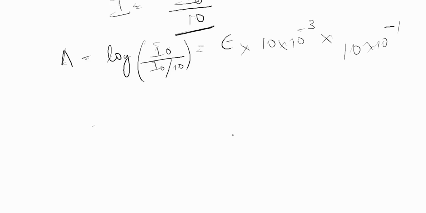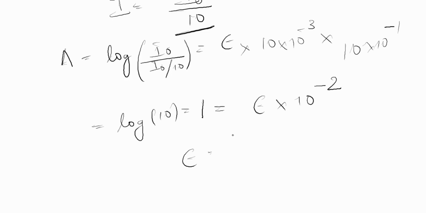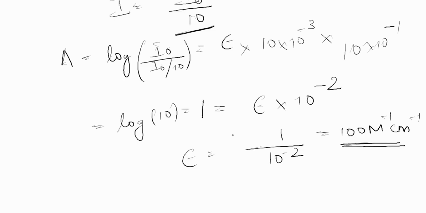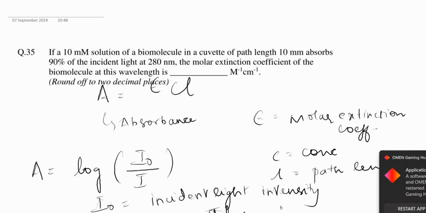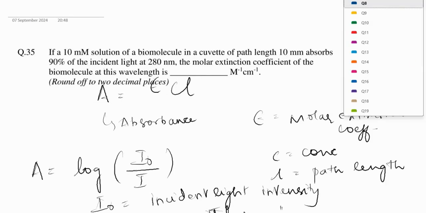So now if you take the logarithm, log of I naught by I naught by 10 is log 10, which is 1, equal to epsilon into 10 power minus 2. And hence epsilon equal to 1 divided by 10 power minus 2, which is 100 molar inverse centimeter inverse. And the accepted range is between, I think, 95 to 102, and hence the answer is perfectly fine. So this is a simple Beer-Lambert's equation that you need to apply for getting this question correct. Okay, moving on to the next question.